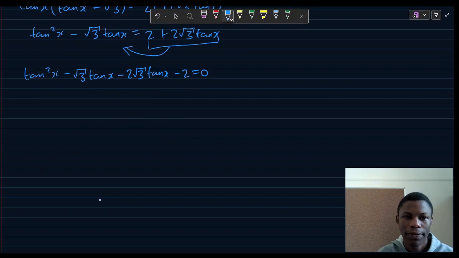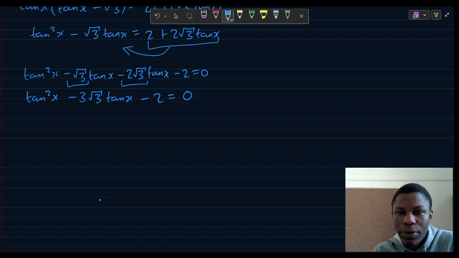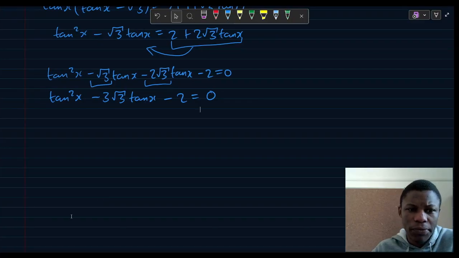And we can simplify like terms, so we've got tan squared x, we've got negative root 3 tan x, negative 2 root 3. So that's negative 1 and negative 2, which is negative 3 root 3 tan x, minus 2 is equal to 0. So now we've got a quadratic equation in tan x. So we can solve this using the quadratic formula.